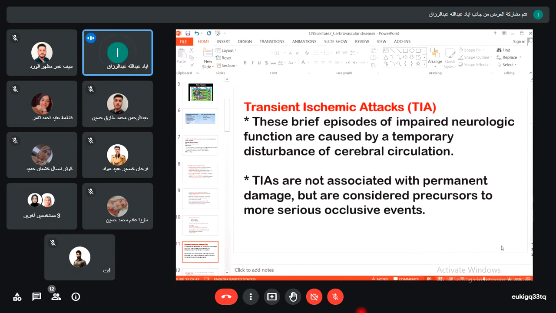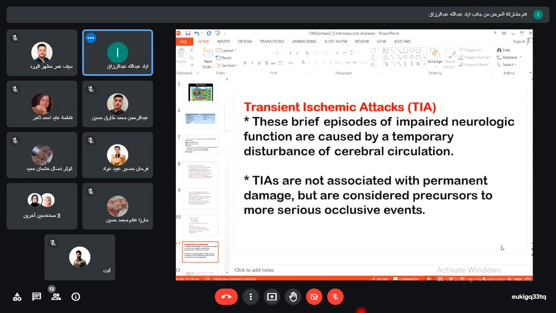إذا هسه ننتقل إلى second type of cerebrovascular disorders بعد أن حكينا عن الجلوبال. نحكي هسه عن transient ischemic attack which could be defined as brief episodes of impaired neurological function caused by temporary reduction in cerebral circulation. temporary يعني transient ischemic attack أقل من 24 ساعة.